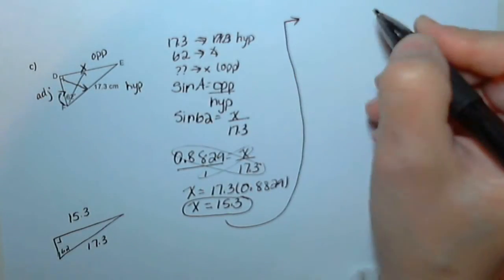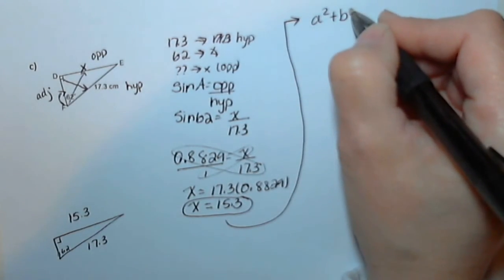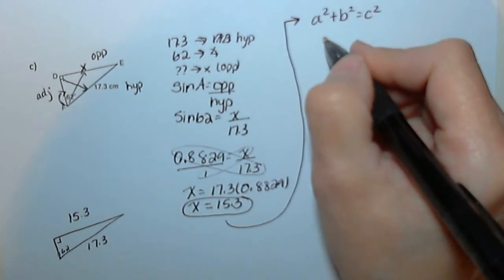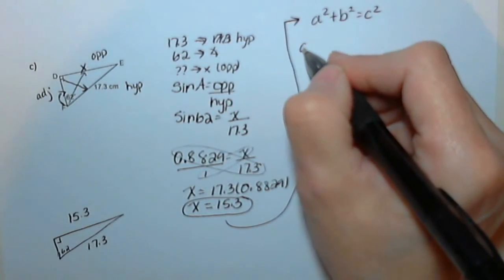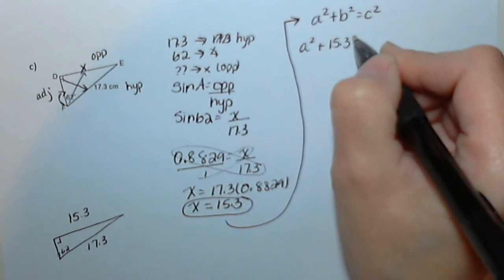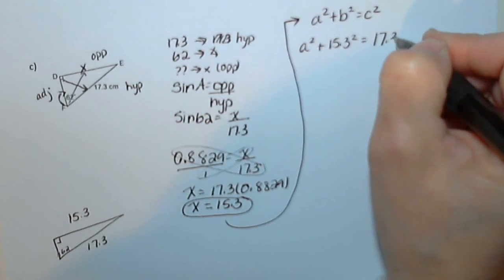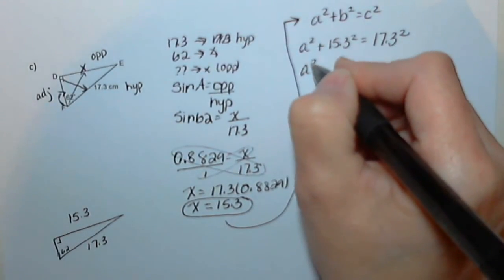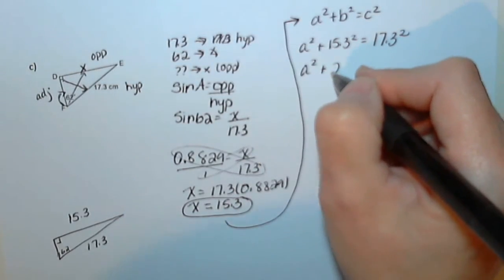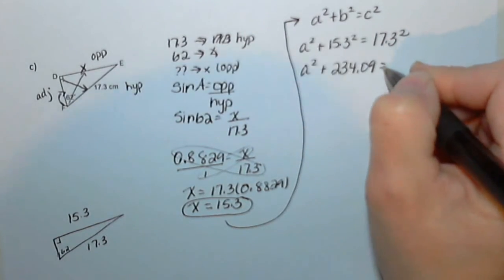Let's go and find our third side. Our third side is found using Pythagorean theorem. A squared plus b squared equals c squared. And again, c is our hypotenuse. Let's let a squared be the side we don't know. Let's let b squared be 15.3 squared. And our hypotenuse is 17.3 squared. When we square 15.3, we get 234.09, and 17.3 squared is 299.29.